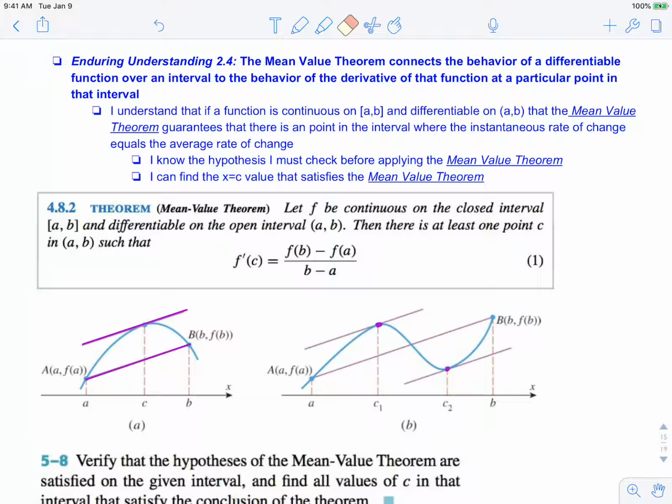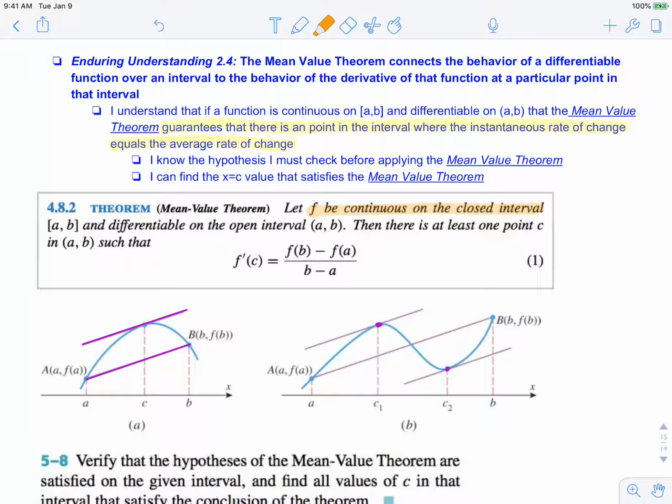Enduring Understanding 2.4 is all about the mean value theorem. In short, the mean value theorem guarantees that there is a point in the interval where the instantaneous rate of change equals the average rate of change. There are two main hypotheses that must be verified before you can apply the mean value theorem.